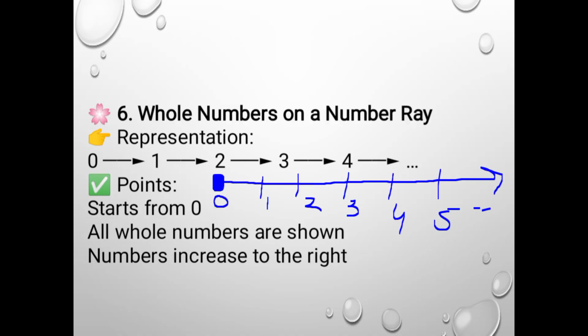Whole numbers on a number array. Here you can see the representation of whole numbers on a number array. Points start from 0. All whole numbers are shown, and numbers increase to the right.